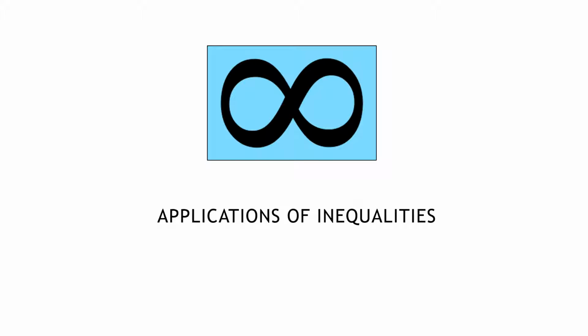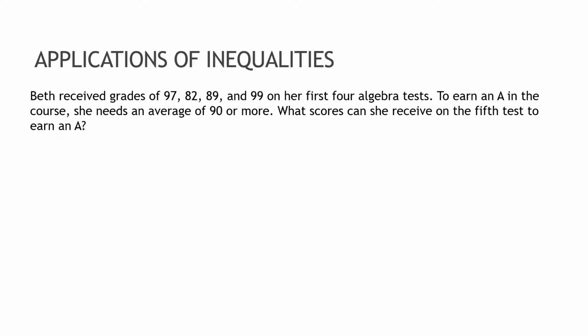Now that we know all about how to solve inequalities, let's talk about how to apply them to real-world situations. So Beth received grades of 97, 82, 89, and 99, good girl Beth, on her first 4 algebra tests. To earn an A in the course, she needs an average of 90.